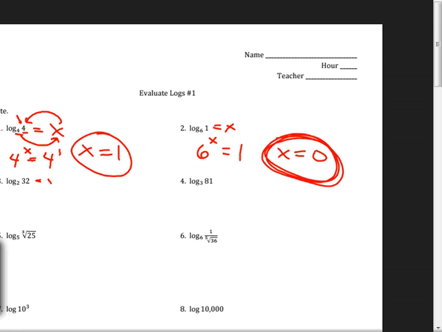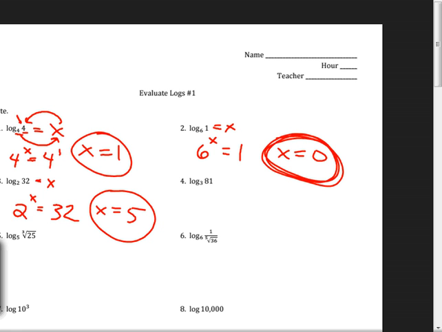I'm going to say equals x. Do a rewrite. 2 to the x equals 32. 2 to the what is 32? Yep, that's it. She looked like she was raising her hand, but what was she holding up? What do you think? A 5. 5 fingers. Make sense? x is 5. Because 2 to the 5th is 32.